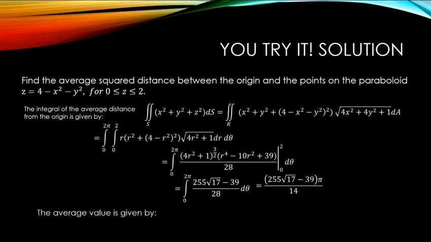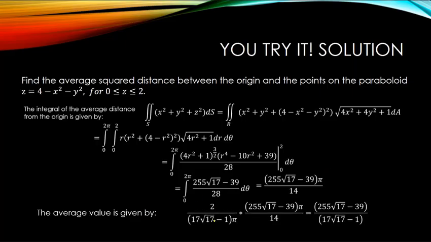My average value will take this integration value and divide it by my area. I'm going to get 2 over 17 times the square root of 17 minus 1 times pi, times the quantity 255 times the square root of 17 minus 39 times pi over 14. Canceling similar terms gives me the quantity 255 times the square root of 17 minus 39 over the quantity 17 times the square root of 17 minus 1.